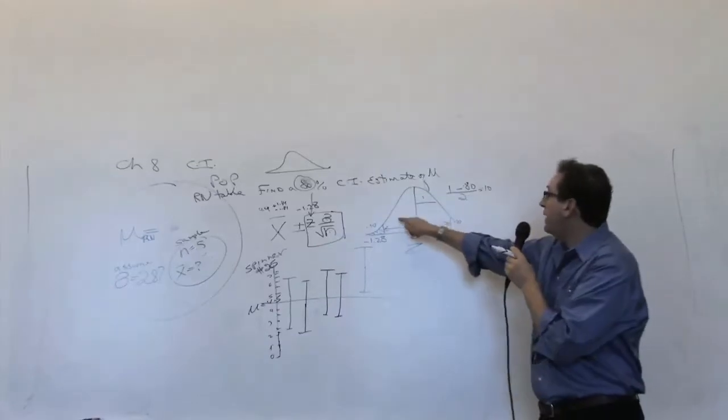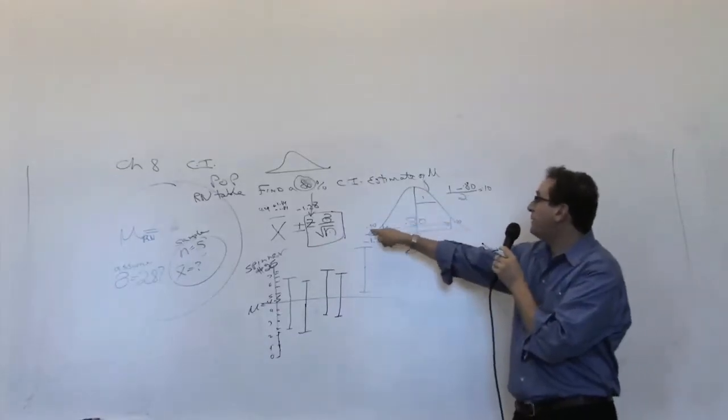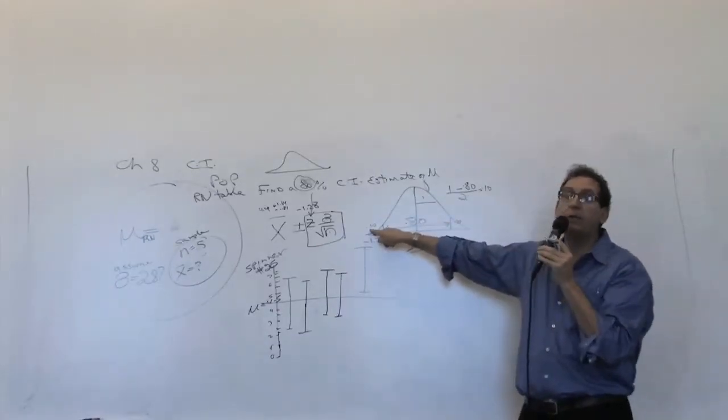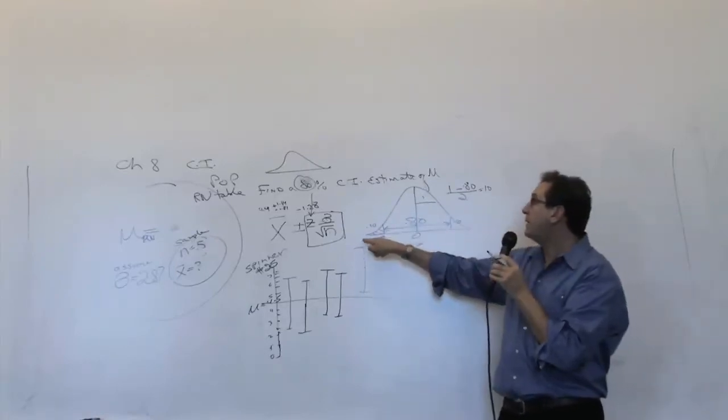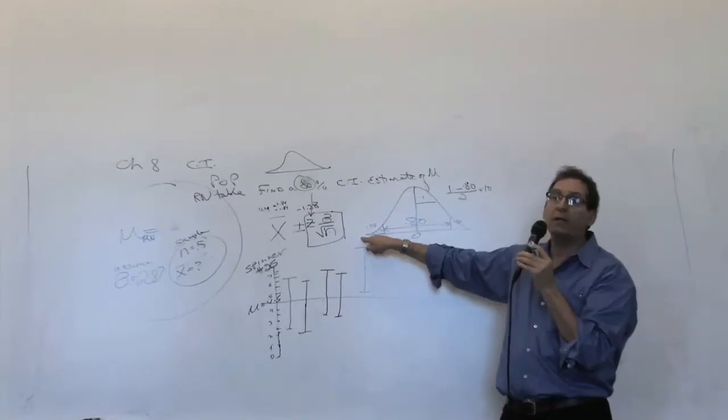This becomes 95%. What is this piece over here going to be? Instead of 10%, it's going to be 2.5%. Remember, 2.5 and 2.5 is missing 5%. And this is going to turn out to be, instead of minus 1.28, minus what?